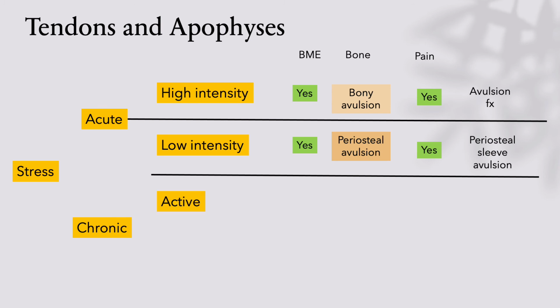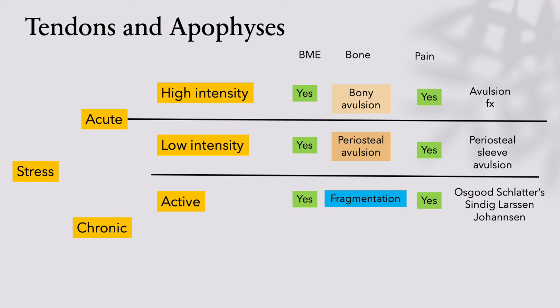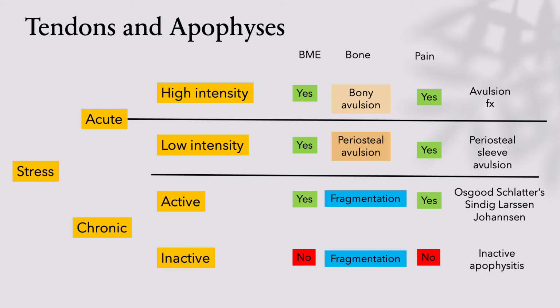You can have more chronic situations, which could be active, in which case there is bone marrow edema and fragmentation, which is what you see in Osgood-Schlatter's disease or Sinding-Larsen-Johansson disease. And it could be inactive, in which case you don't see the bone marrow edema, but you see the fragmentation, and this would be just an inactive apophysitis.